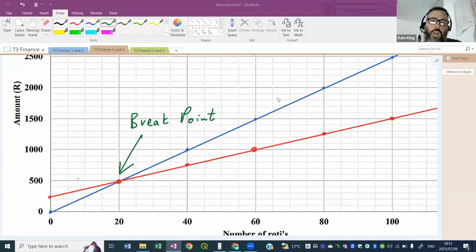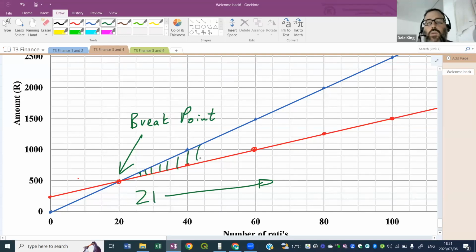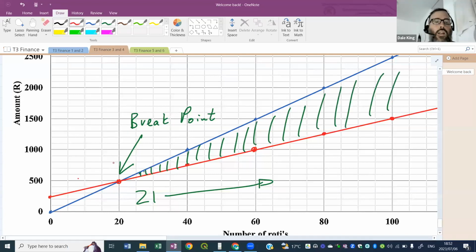Orabile is coming back with 21 and onwards. Yes, that's it. 21 rotis and onwards is profit. And if you want to look on your graph in terms of space, I'll do it in green. Anything where the income graph is higher than the expense graph, which is to the right here, is profit. And anything below the 20 where your expenses are higher is loss. So all this on the left is loss, and all this on the right is profit.